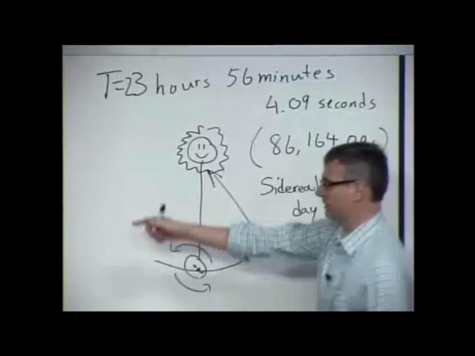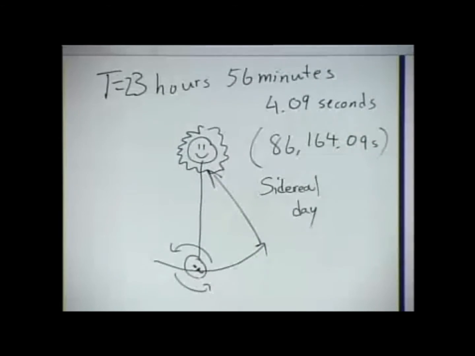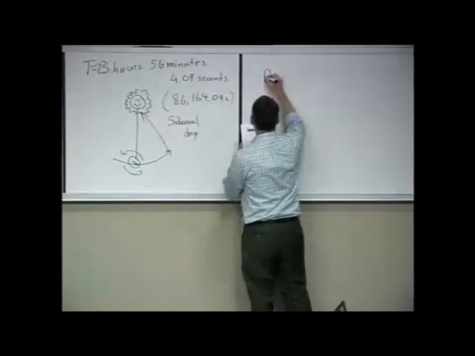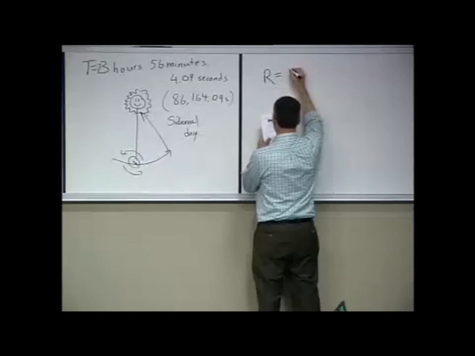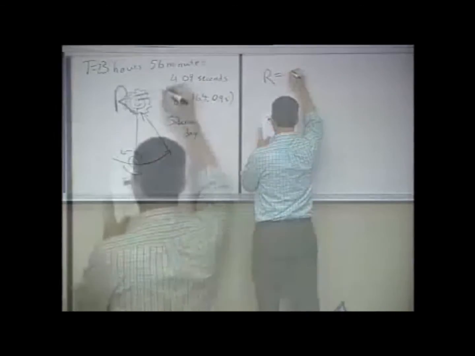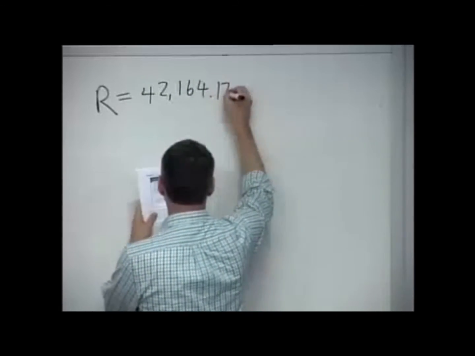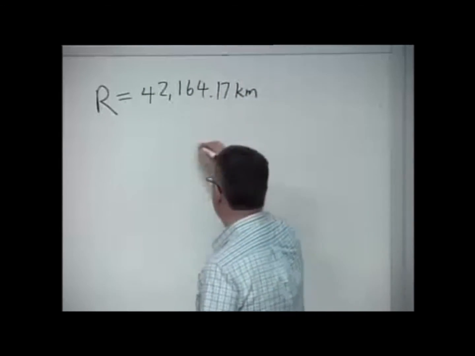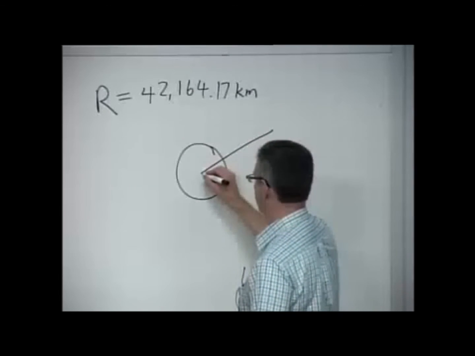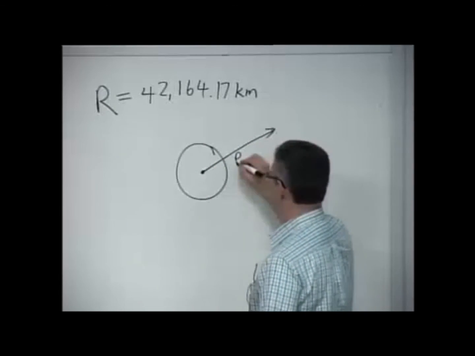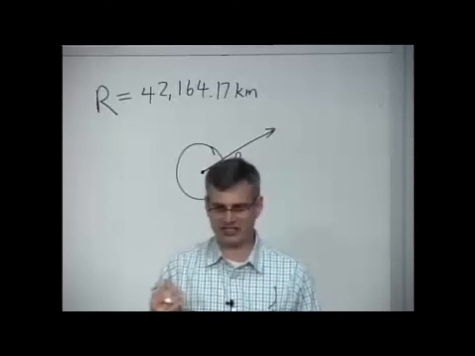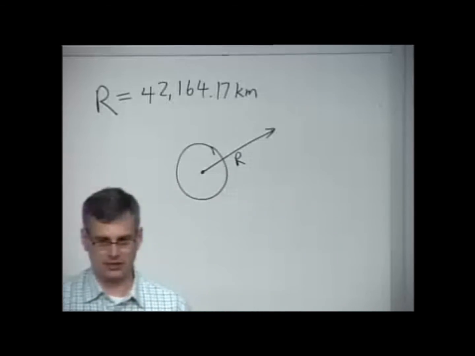So now let's plug this in. The magic distance, if you use this sidereal formula, is an R of 42,164.17 kilometers. That's measured from the center of the Earth. So always keep that in mind. I always specify what I want in the problem.